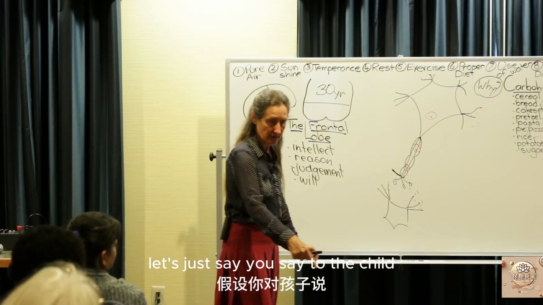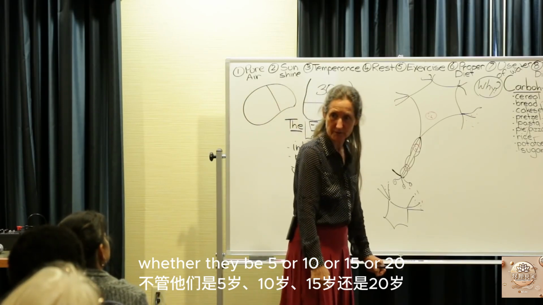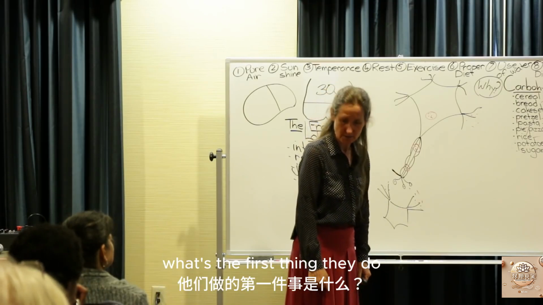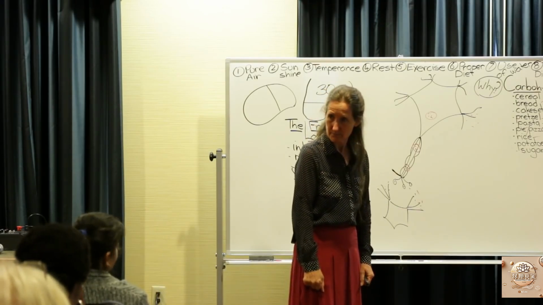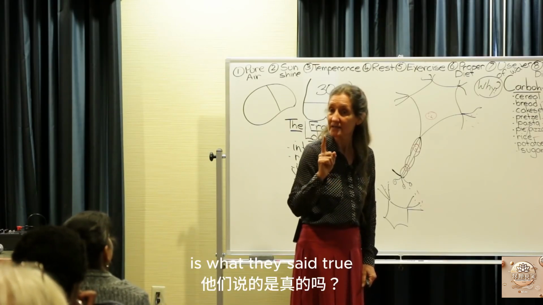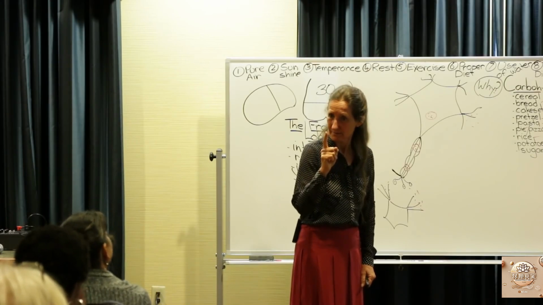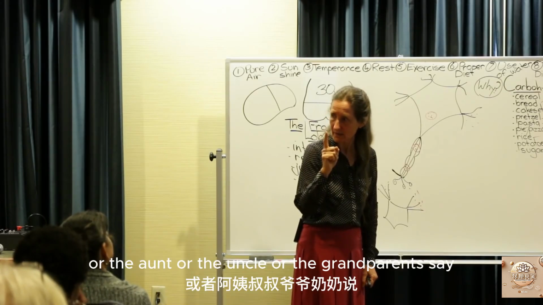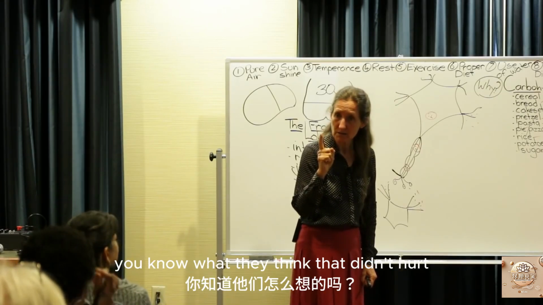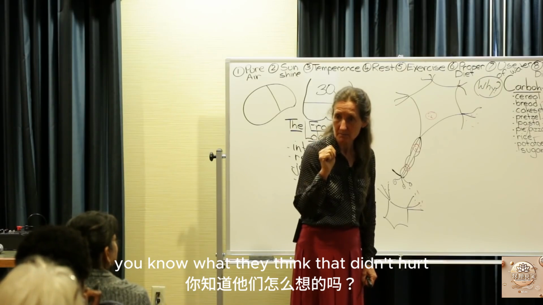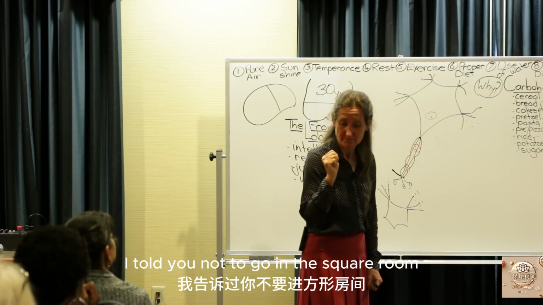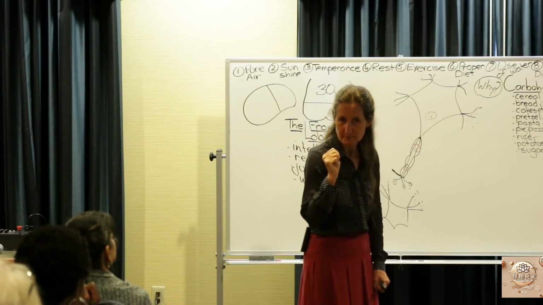Let's just say you say to the child, whether they be 5 or 10 or 15 or 20, you can go anywhere here but not into that square. What's the first thing they do? And they look straight at you. Why? Is what they said true? And if the parent, or the aunt or the uncle or the grandparents say, I told you not to go in that square, you know what they think? That didn't hurt. I told you not to go in the square. Rah, rah, rah. What an interesting noise.